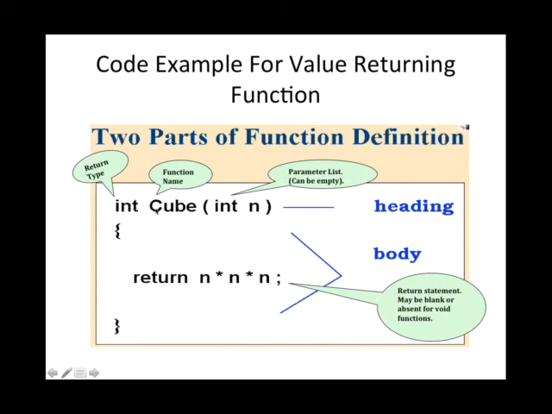So the function has a header and a body. Now in a void function, the return statement may be blank, like you put a semicolon, or totally absent. But in a value returning function, it has to be there. And the data type of this and this should be the same, which it would be. If you take an int and multiply it by itself 3 times, it will still be an int. Now here it says the parameter list can be empty. Usually that is not the case for a value returning function, but it can be. The rules don't force you to have a parameter in any function. Okay.